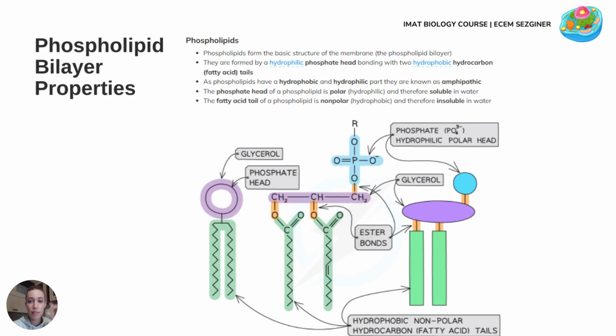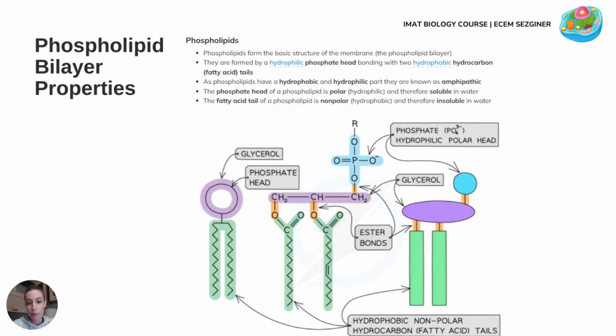But let's hold off on the proteins for a while, because first we are going to cover the phospholipid bilayer and what bilayer means. How do we create this double layer, bilayer structure? So phospholipids form the basic structure of the membrane, and they are formed by a hydrophilic phosphate head bonding with two hydrophobic hydrocarbon or fatty acid tails.